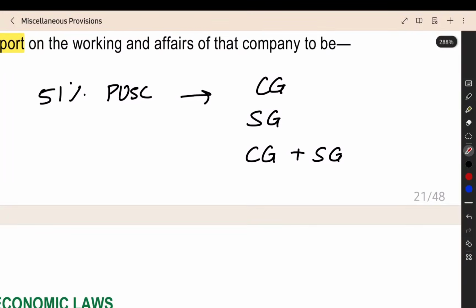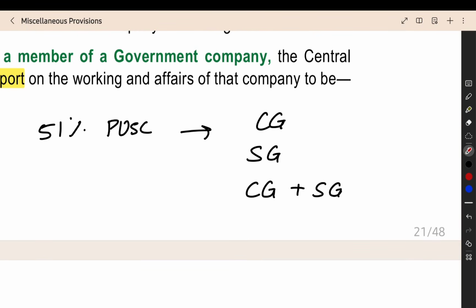Now, if the government company is owned only by the central government, then the annual report will be laid in the parliament. If the government company is only owned by the state government, then it will be laid out in the state legislature. They will present the accounts and records, the annual report of the particular government company, in the parliament or state legislature, and discussion will happen on that.